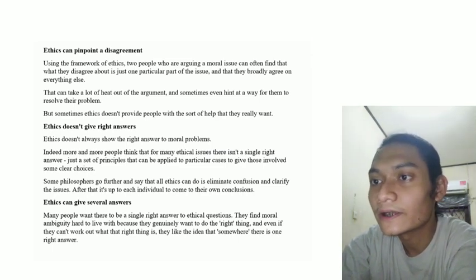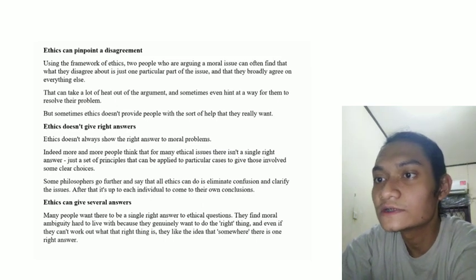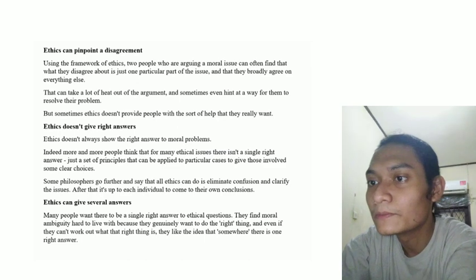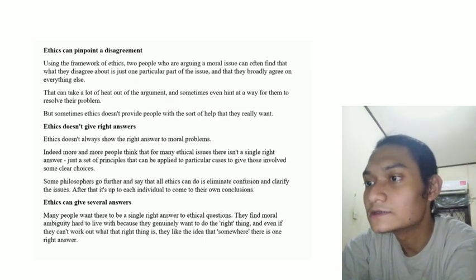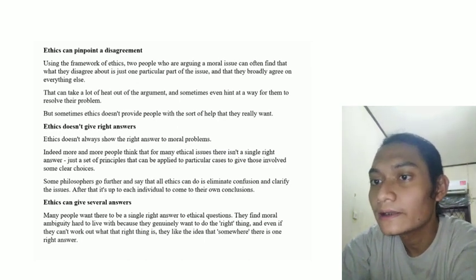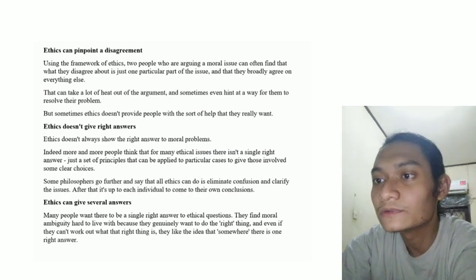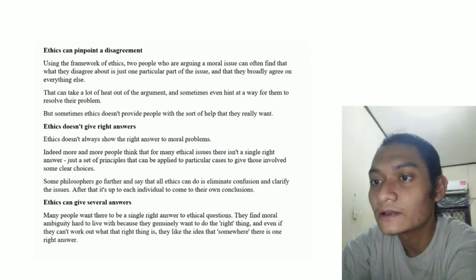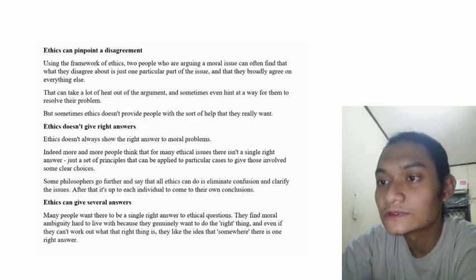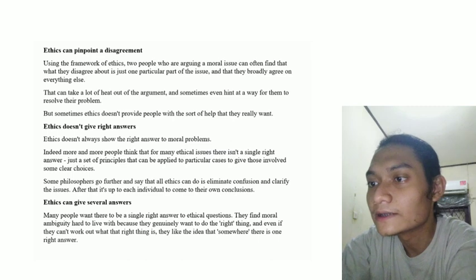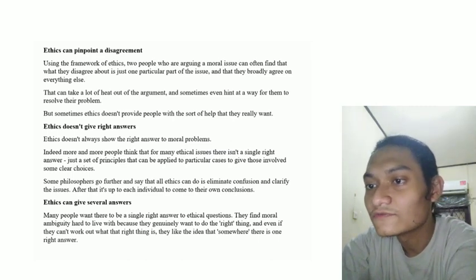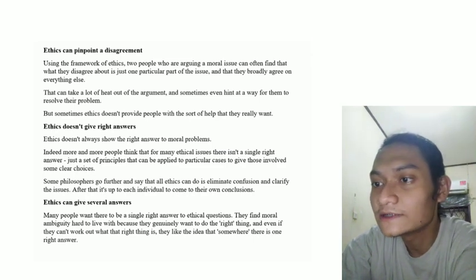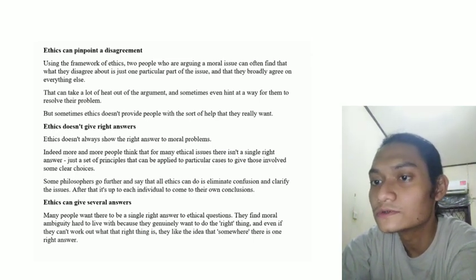Ethics doesn't give the right answer. Ethics doesn't always show the right answer to moral problems. More and more people think that for many ethical issues there isn't a single right answer, just a set of principles that can be applied to particular cases to give those involved some clear choices. Some philosophers go further and say that all ethics can do is eliminate confusion and clarify the issues. After that, it's up to each individual to come to their own conclusion.